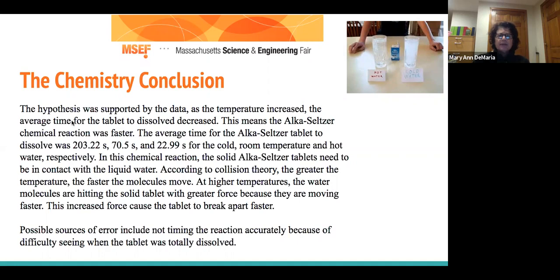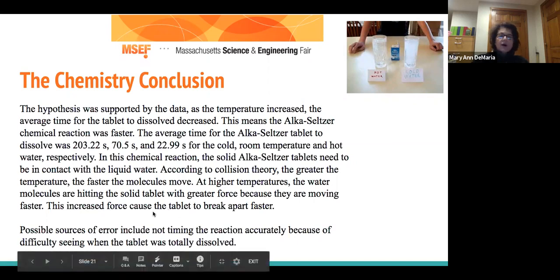So there's your claim, first sentence. Here's the evidence, this sentence. And then in this chemical reaction, the solid Alka-Seltzer tablets need to be in contact with the liquid water according to collision theory. And they would have done some research on this. The greater the temperature, the faster the molecules move. At higher temperatures, the water molecules are hitting the solid tablet with greater force because they are moving faster. This increased force causes, they have a typo here, the tablet to break apart faster, or cause the tablet to break apart faster.